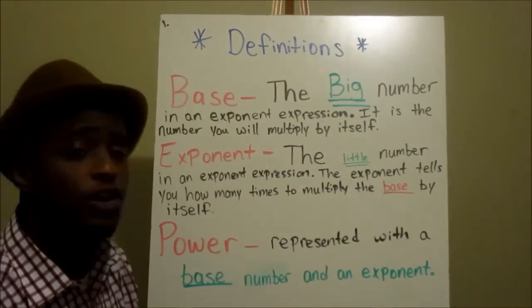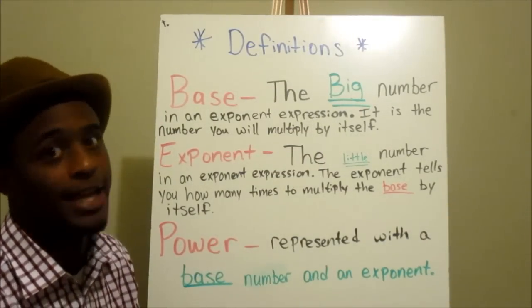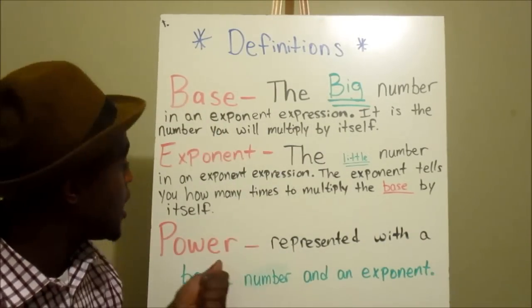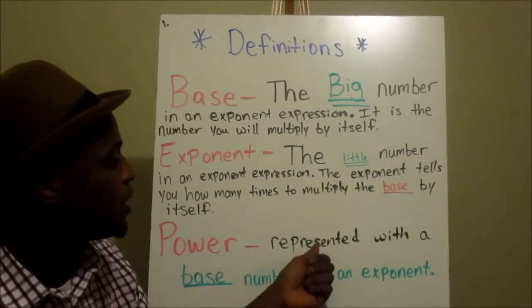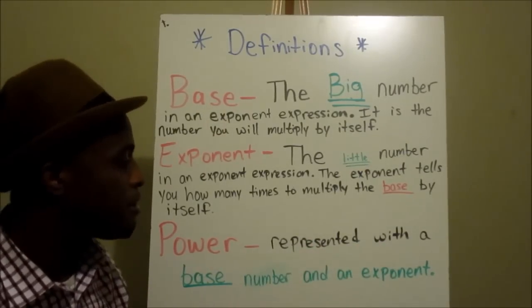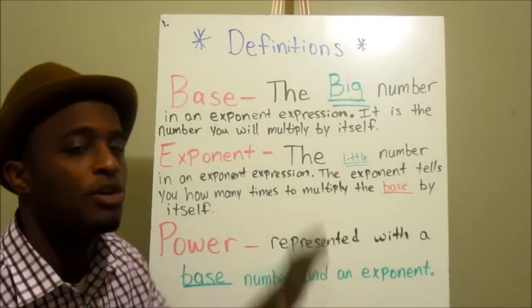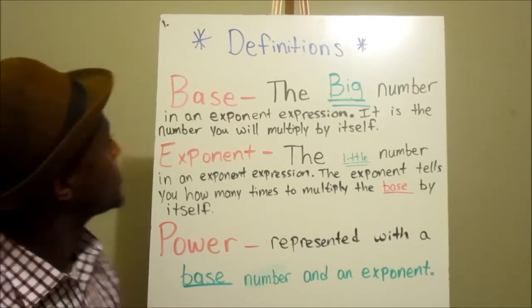The third term is power. Now power, not like electricity power or power with muscles. A power in math is what is represented with a base number and an exponent. So if it has a base number and an exponent, we call that a power in math.